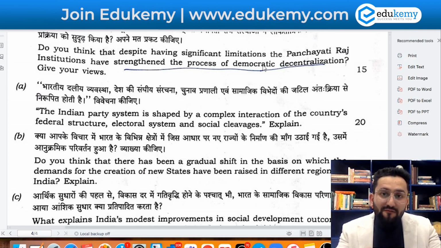In our class, I focused on one question and I told you these are three possible themes which can be asked by changing the language. As the language changes, your answer format changes. Focus only on democratic decentralization.